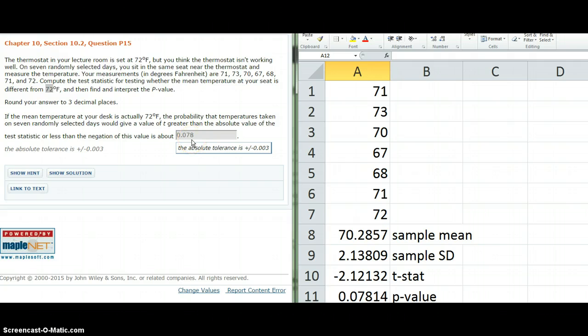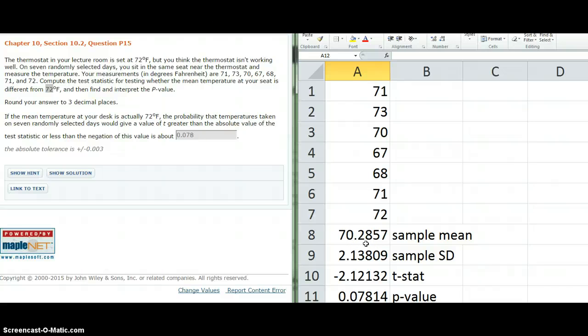So what does that mean? That means if the thermostat really is working correctly, so on average the mean is 72, and we were to take 7 random readings and calculate the sample mean, only about 7% of the time would we get something this far off from 72 or further. So I know that's a lot to comprehend.